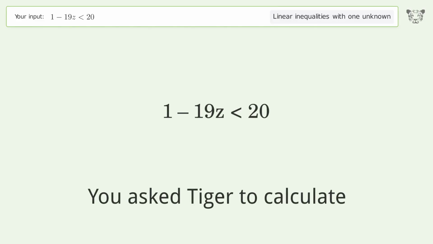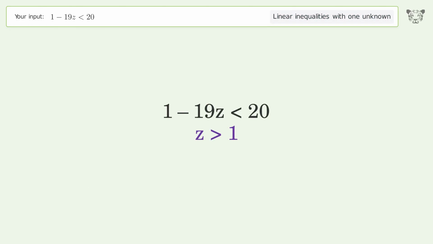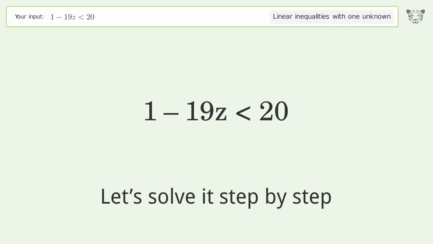You ask Tiger to calculate. This deals with linear inequalities with one unknown. The final result is z greater than -1. Let's solve it step by step.